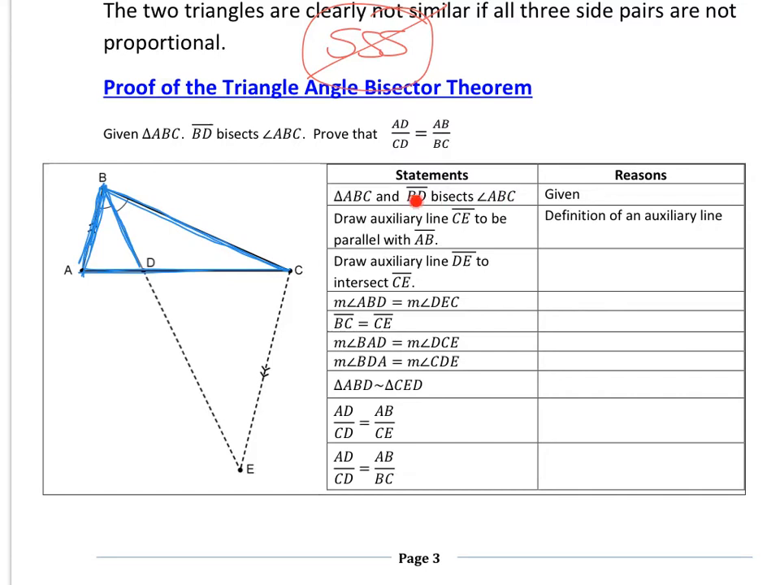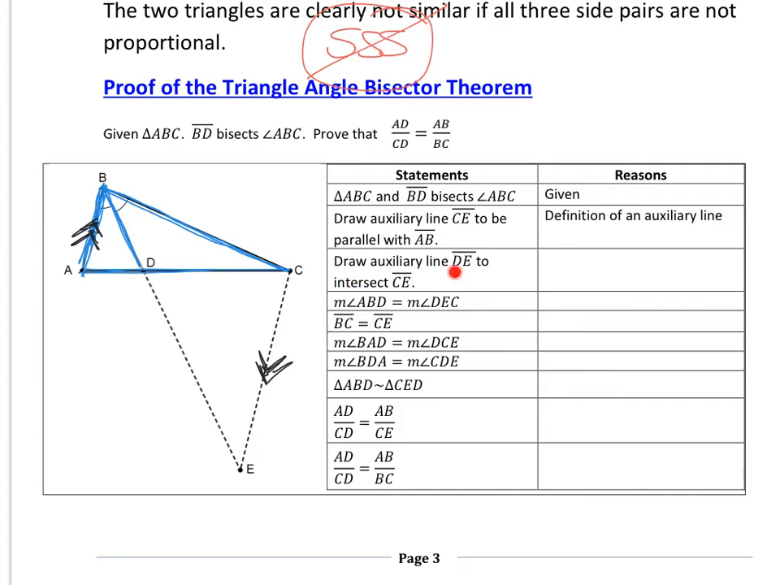All right, so we have a triangle, we have a bisector. I'm going to draw an auxiliary line CE such that it is parallel to AB. So here I've got my parallel lines marking. I'm going to draw this line here straight down, such that it's parallel to AB. And that's just the definition of an auxiliary line. I could draw any auxiliary line I want to help with my proof as long as I define it.